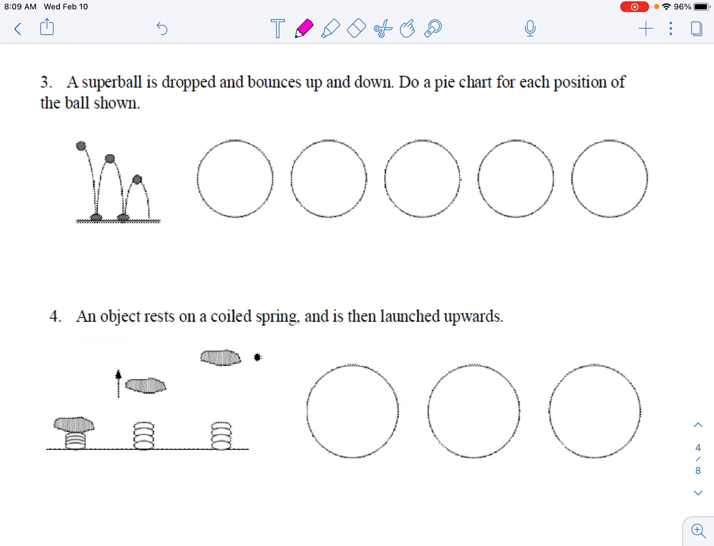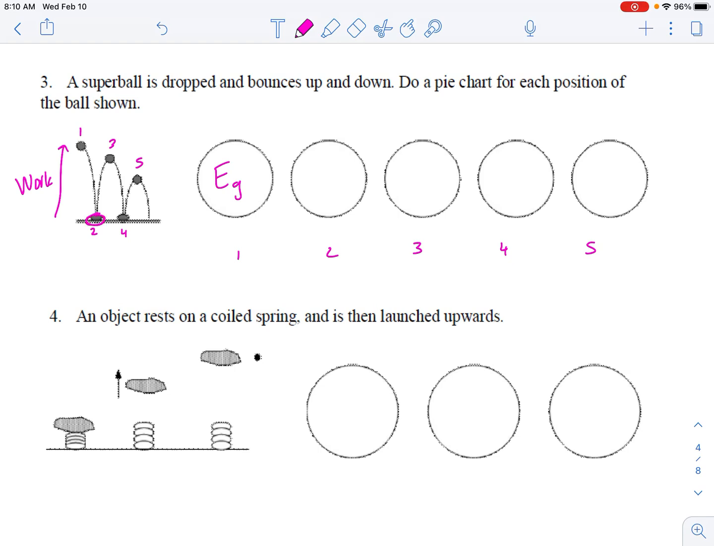Let's do a couple more. A super ball is dropped and bounces up and down. Do a pie chart for each position of the ball. So I'm going to number these just so I don't get lost with what I'm doing. This object is going to start with all gravitational potential energy. I actually, again, have to do work to lift the object to this position. But then it has gravitational potential energy.